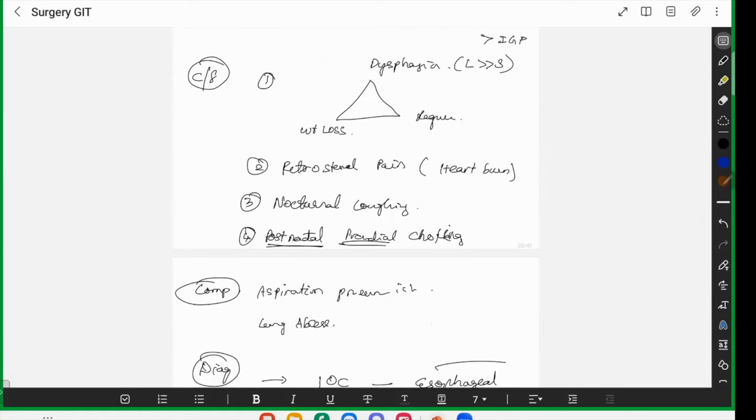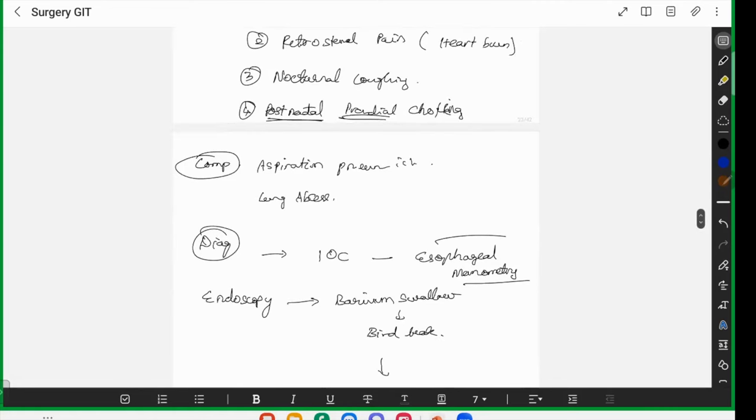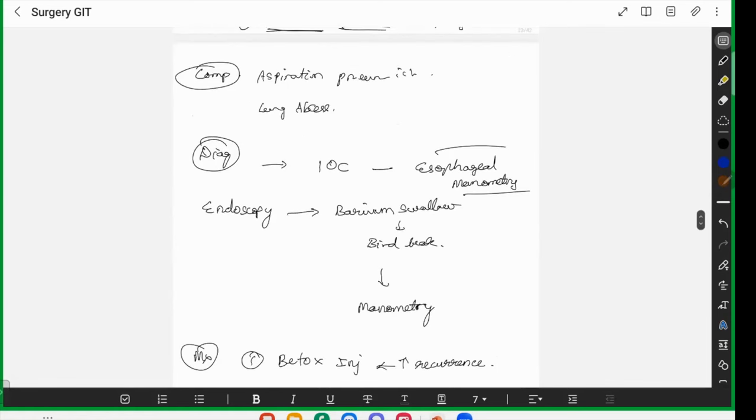Then coming towards the complications, guys, listen to me. Aspiration pneumonitis and lung abscess are the common complications which you are going to witness. The investigation of choice which we are going to do is esophageal manometry. I will discuss this esophageal manometry shortly, but before moving to that, understand that when you give a barium swallow, you will have this bird beak appearance.